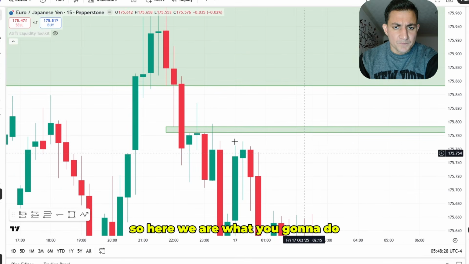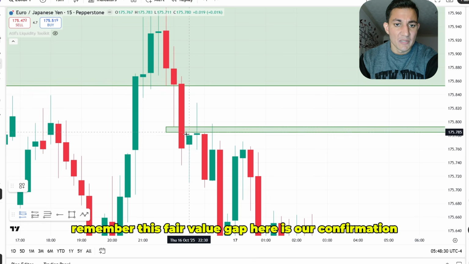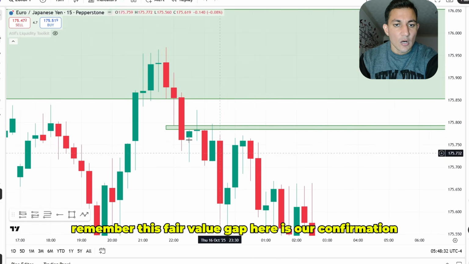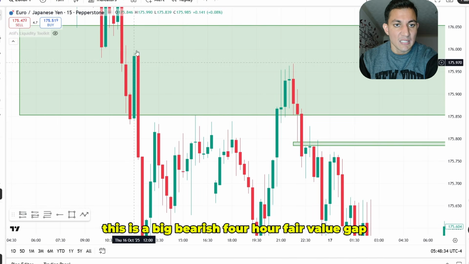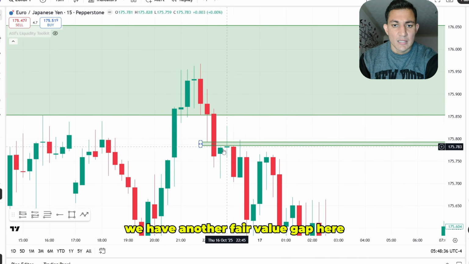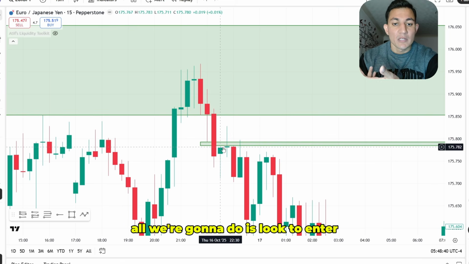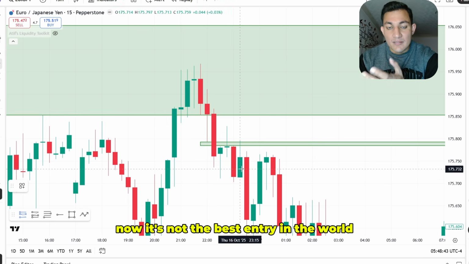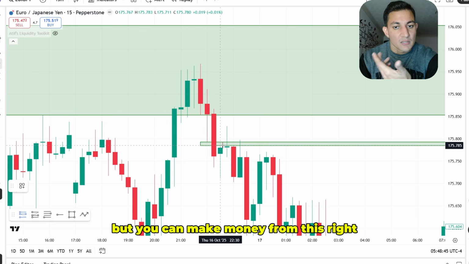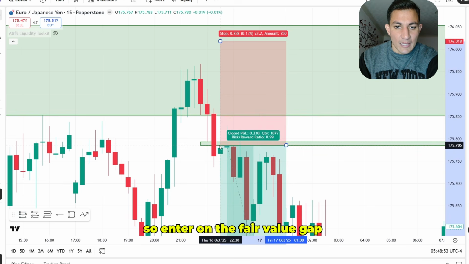So here we are. Remember, this fair value gap here is our confirmation. This is a big bearish 4-hour fair value gap, and we have another fair value gap here. This is our confirmation on the right side of the market. All we're going to do is look to enter. Now, it's not the best entry in the world, but you can make money from this. Here we go, so enter on the fair value gap.